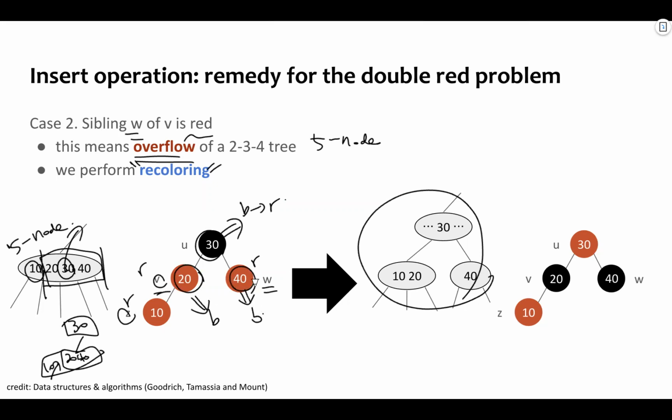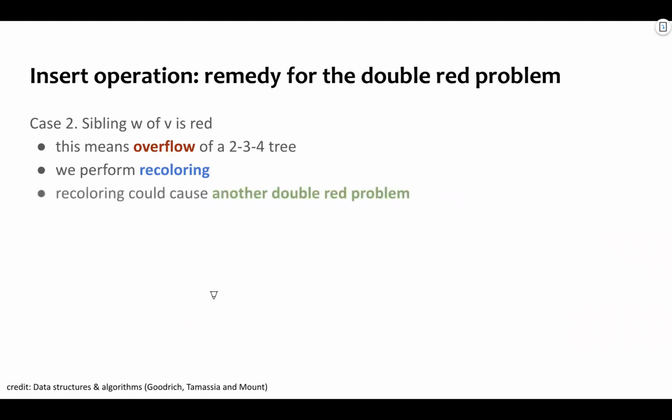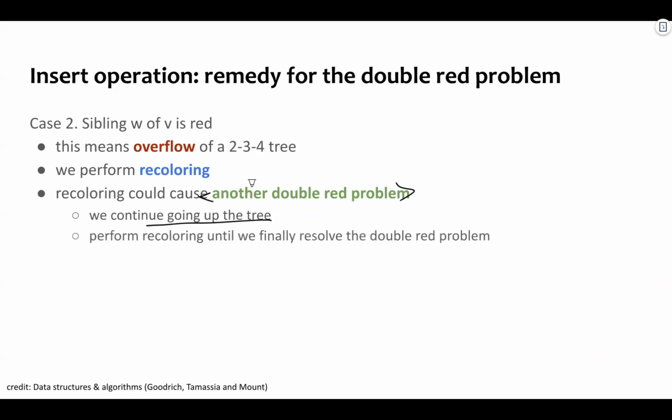So we just recolor these nodes, then we can resolve the double red problem. However, this recoloring could cause another double red problem. If this happens, then we continue going up the tree and resolve all the double red problems. We perform recoloring until we finally resolve the double red problem. That's just what we need to do. So case 2 is pretty simple. What we need to do is just recolor, change the color of nodes. Then we can resolve the problem.